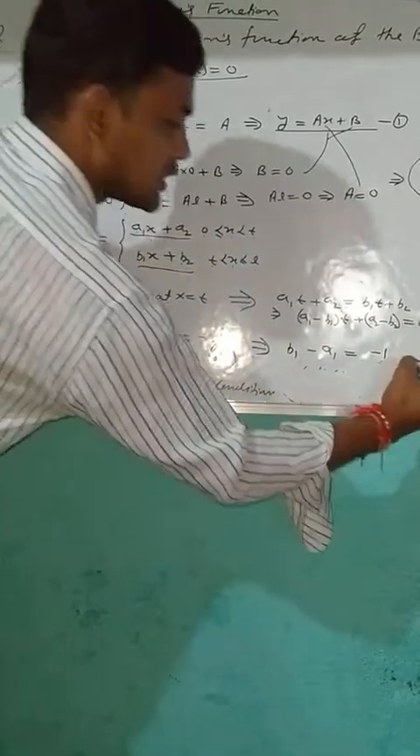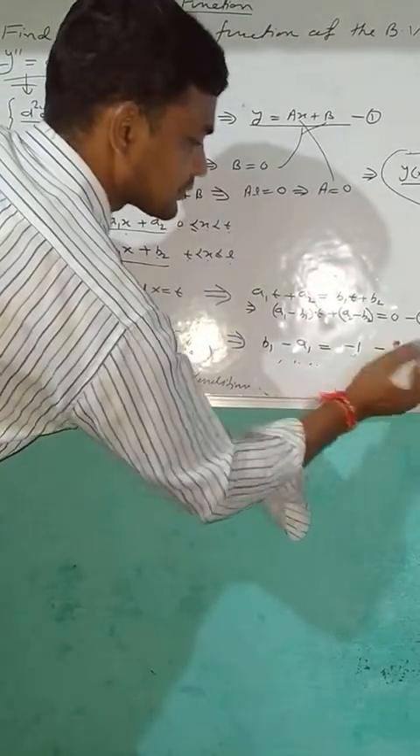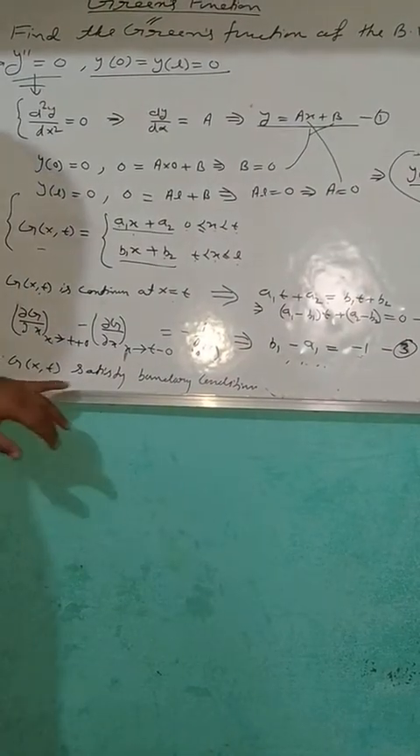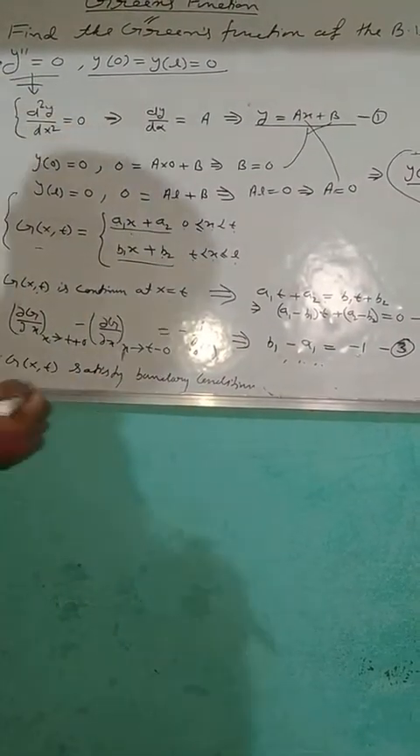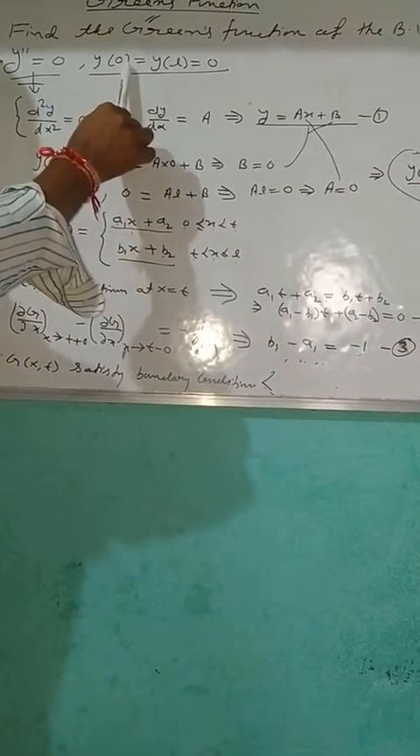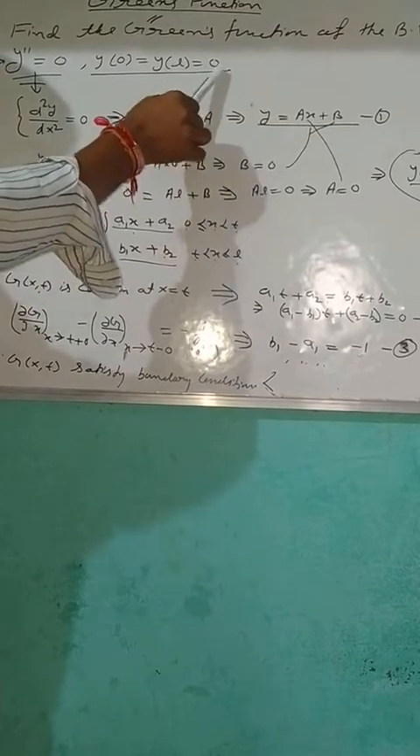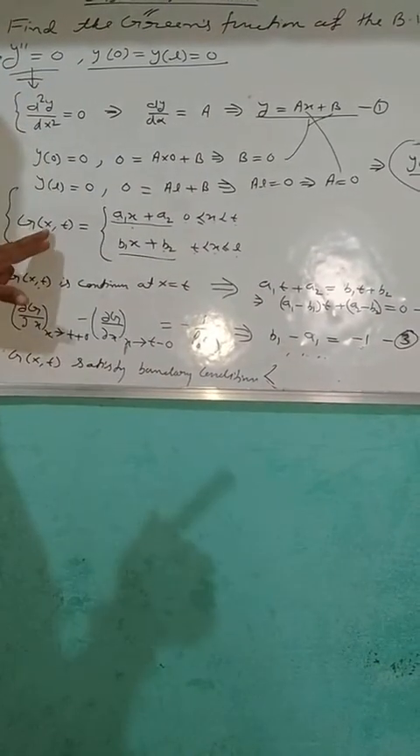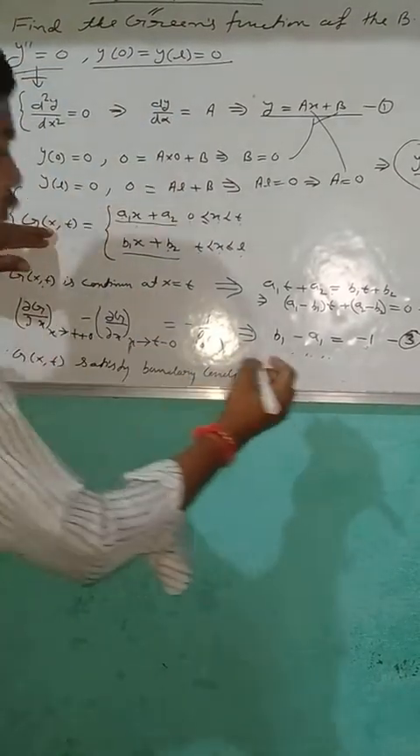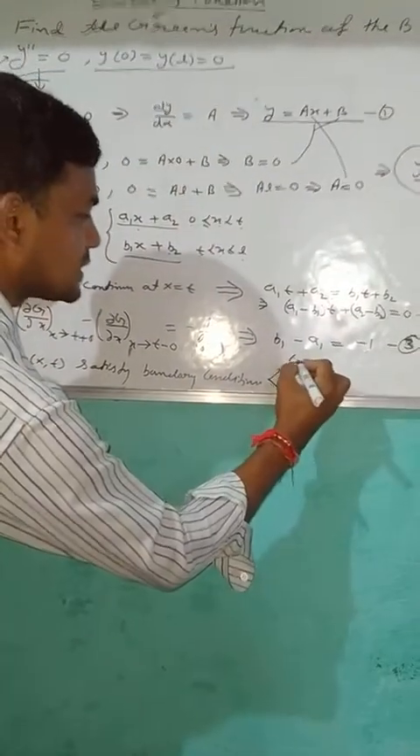Okay, this is equation number 3. Third is g of x comma t satisfy the boundary condition. It means we have two boundary conditions. One is y0 equal to yl equal to 0. It means at the place of x we can put 0, and second time we can put L. So we have two boundary conditions for this.